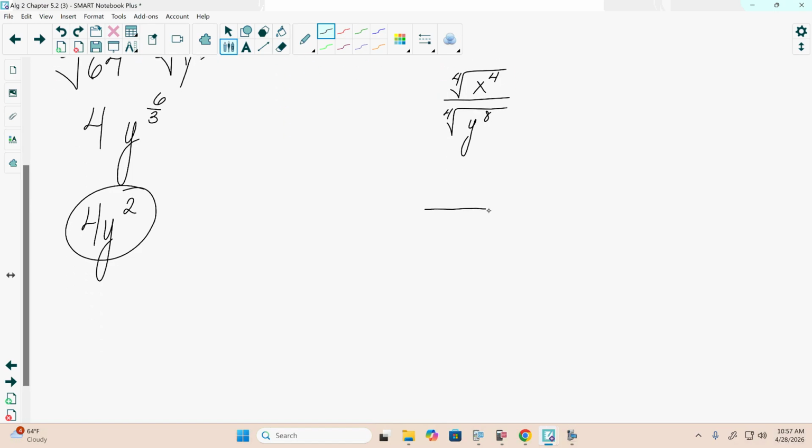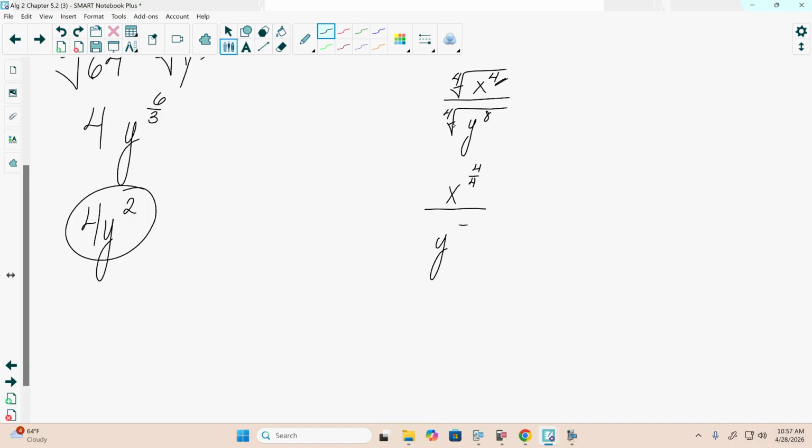Now, if we want to apply the same property we did with the first one, on top, fractional exponent, our index, what we're taking the root of, is going to go on bottom, so we're going to put the 4 on bottom, and we're going to put its power on top, which is also 4. So the numerator is x to the 4/4. We'll simplify that in a minute.